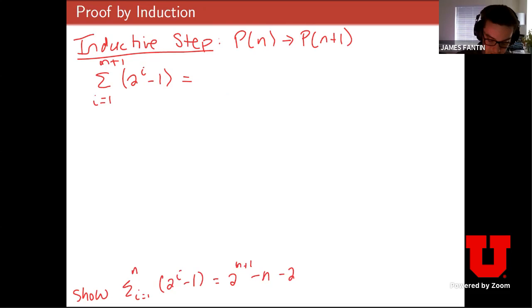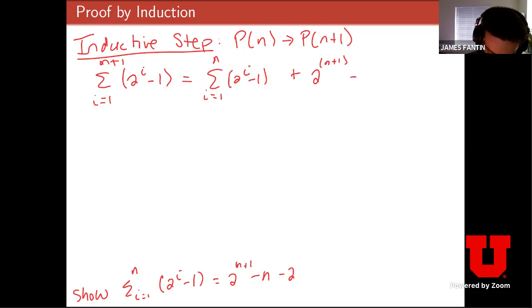So the trick is that we want to think about taking out what the n plus 1th term is from this summation. So the sum from i equals 1 to n plus 1 is really the same as the sum from i equals 1 to n of 2 to the i minus 1, and then plus whatever the n plus 1th term was in this summation, which would have been 2 to the n plus 1 minus 1.